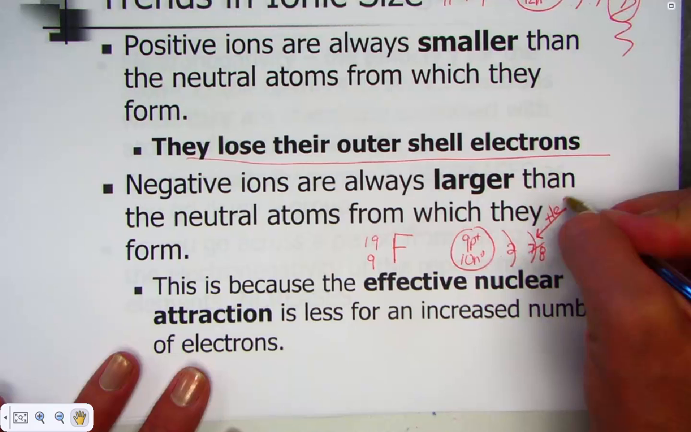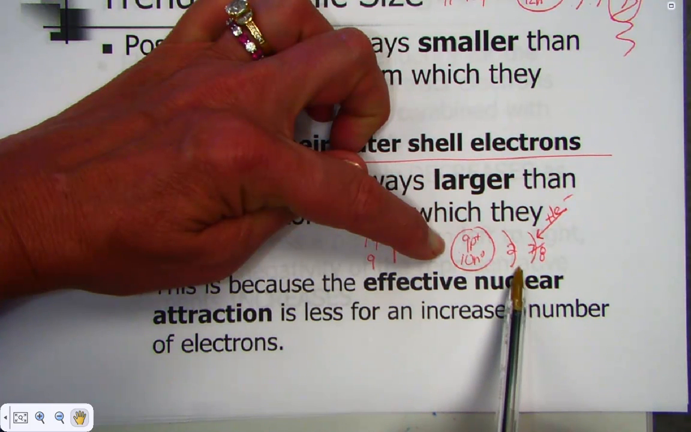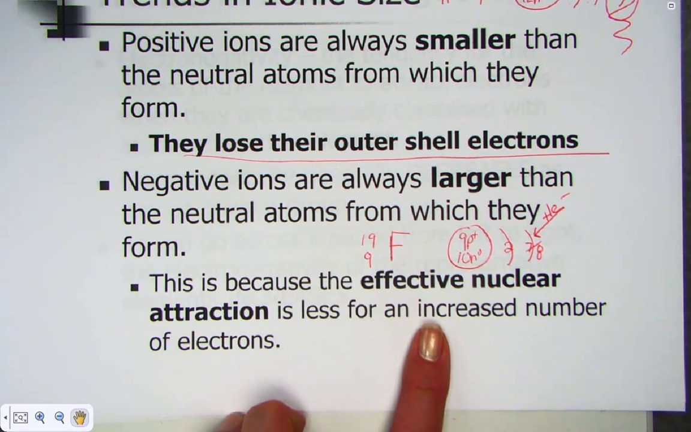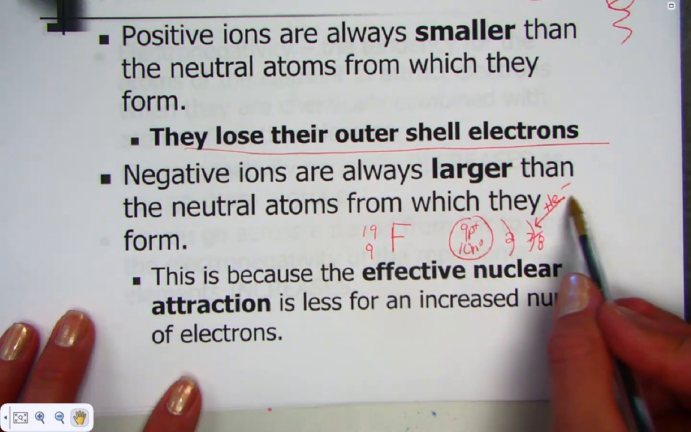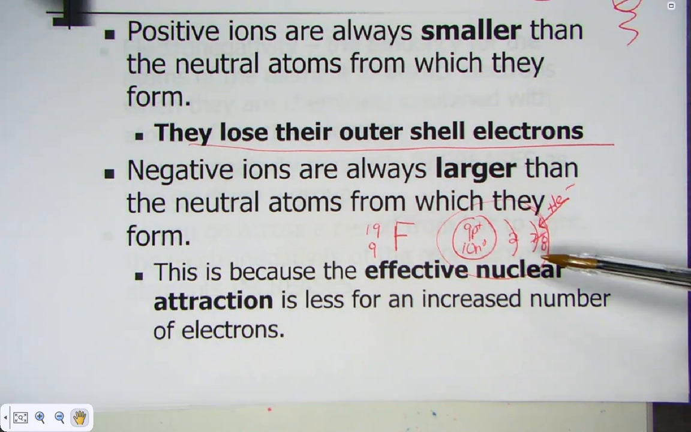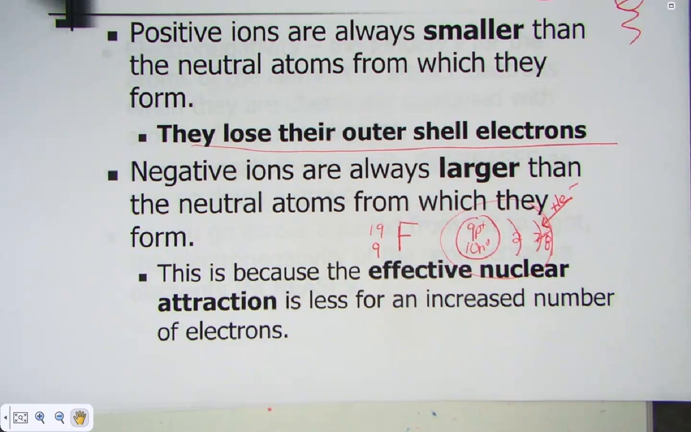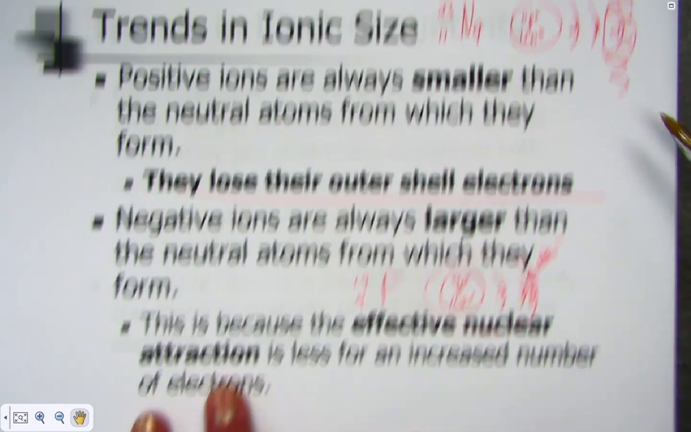It's gaining an electron. But notice what happens. 9 positive protons, 10 negative electrons. The effective nuclear charge is less. Adding negative charges to the same number of positives makes it a little bit more difficult to pull in that outermost shell. Because I add in an extra electron, that makes the cloud a little bit bigger. Negative ions are larger than their parent atom because the effective nuclear attraction is less for an increased number of electrons. Adding in electrons makes the atom get bigger.